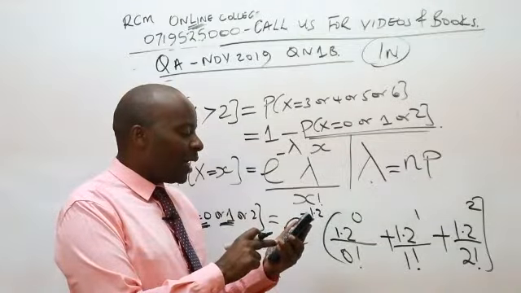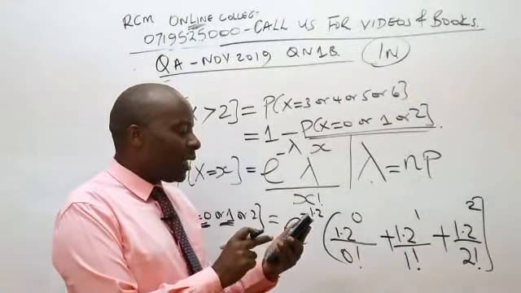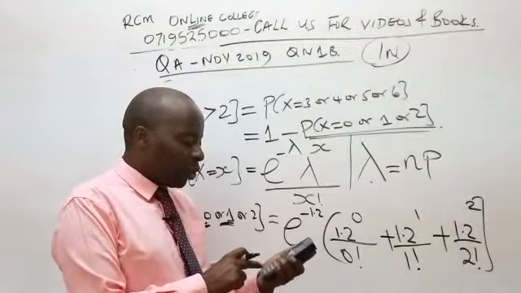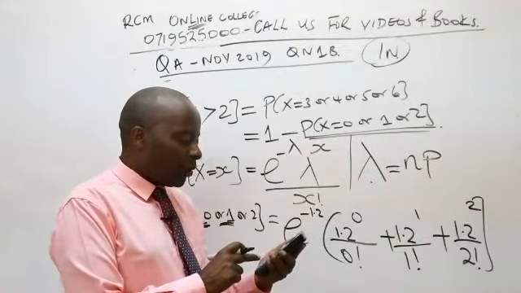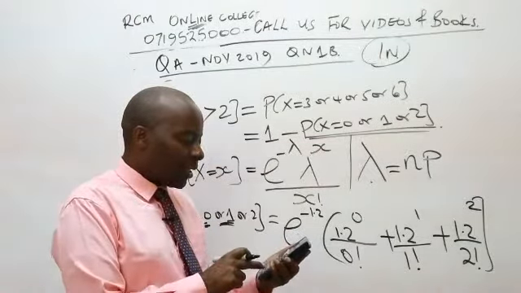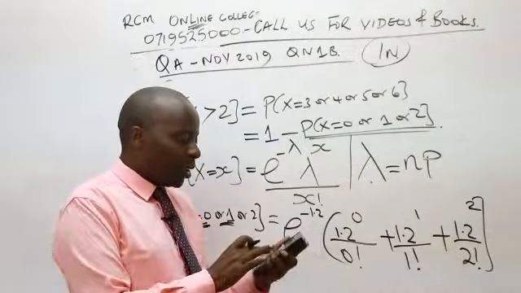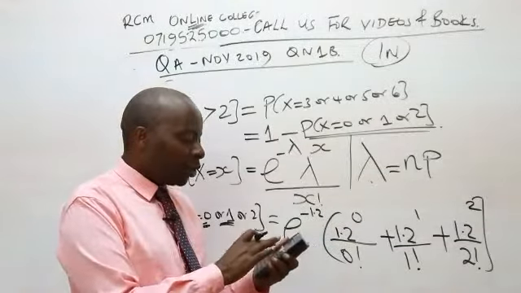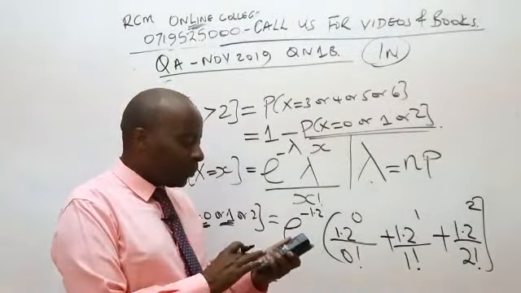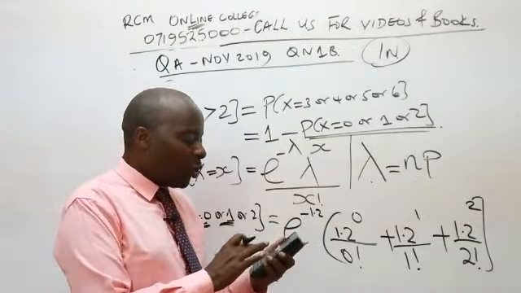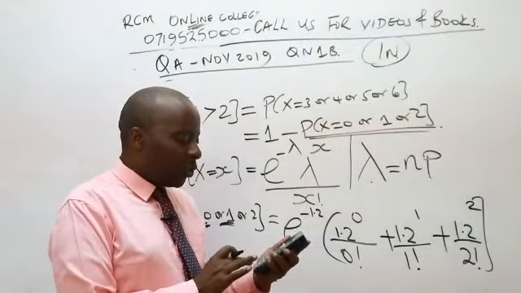I have to go back a little bit. This is supposed to be 1.2 raised to 0 all over 0 factorial. So shift like that. Plus we have 1.2 raised to 1 divided by 1 factorial plus 1.2 squared divided by 2 factorial. Close brackets, you say equals.